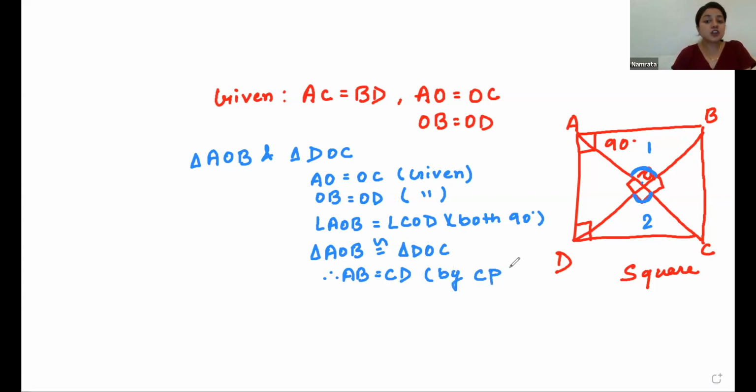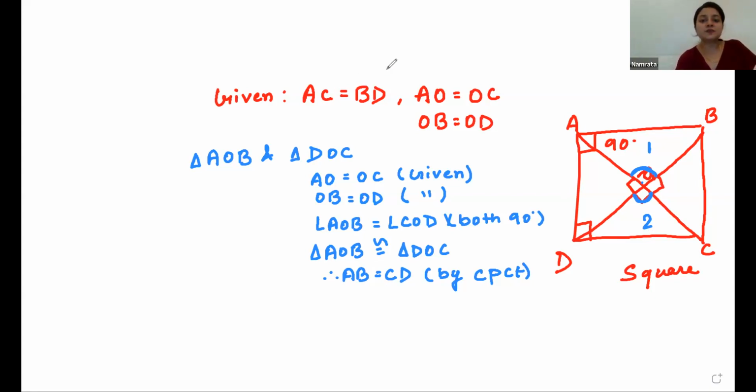By CPCT. See, what's the meaning of CPCT? Corresponding parts of congruent triangles are equal with each other. If we show that two triangles are congruent with each other, then their corresponding parts will be equal with each other. And that's why side AB will be equal to side CD. Is it clear so far? Yes, ma'am.